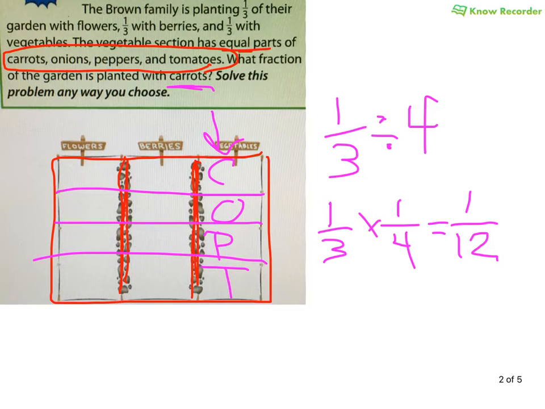The other way, I would have ended up getting 12, which would have been like 12 gardens, which is not a good thing, all right? Or 12 sections. That's more likely, 12 sections. And no one's planting 12 sections of carrots, otherwise your whole garden is carrots. And that's just silly.